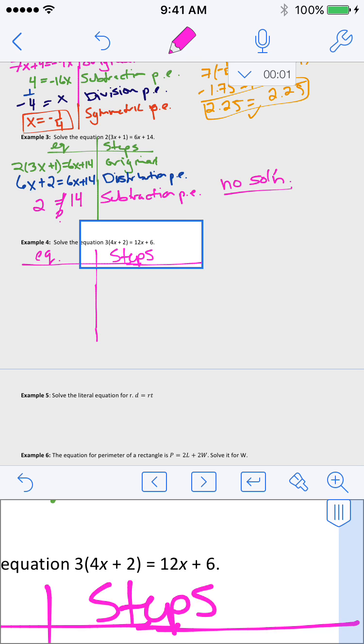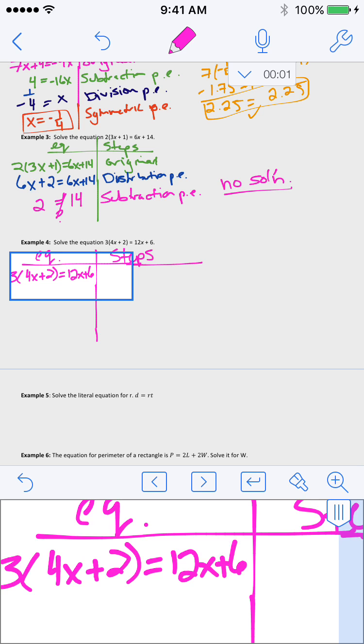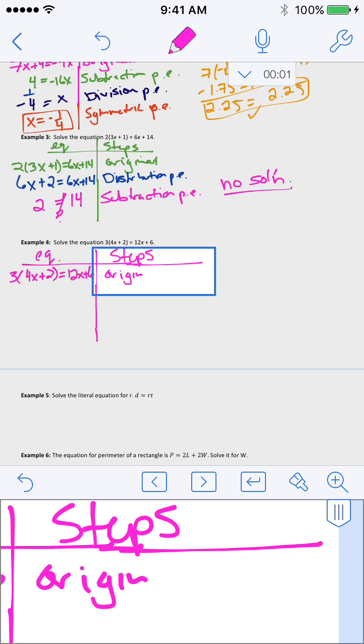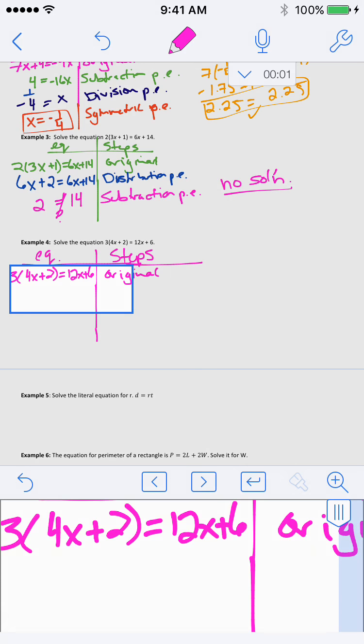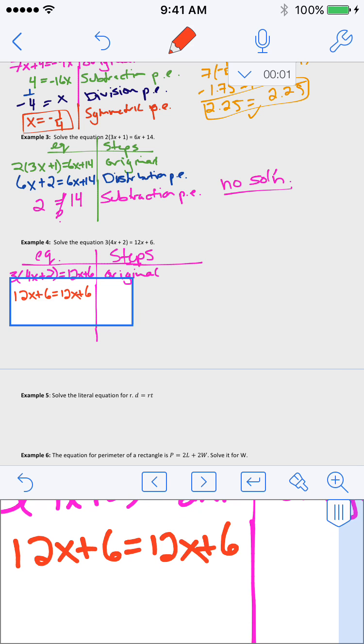Steps. Again, we'll start with writing our equation down. So 3 times (4x plus 2) is equal to 12x plus 6. That's our original. Alrighty. Again, I think I'm going to start with distribution property because those parentheses are in my way, so I'll try that out. Distribute. I end up getting 12x plus 6 is equal to 12x plus 6. All right, that already kind of raises my eyebrow a little bit. They're exactly the same. Interesting, but that's okay.